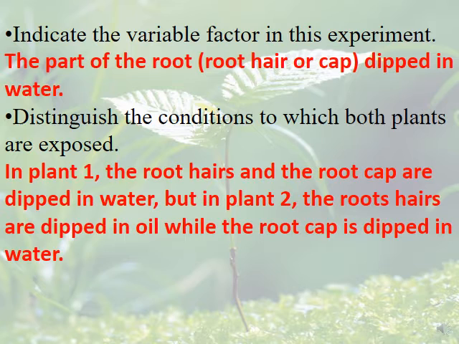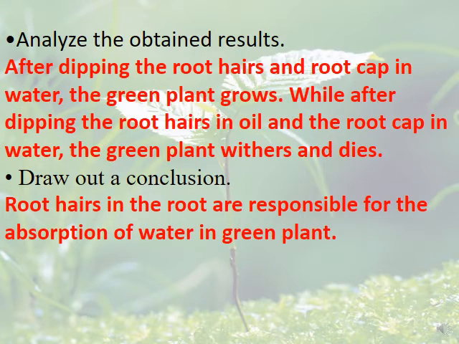So the variable factor is the part of the root, whether the root hair or the root cap, that's dipped in water. Conditions: in plant 1, the root hairs and the root cap, both of them are dipped in water, whereas in plant 2, the root hairs are in oil and the root cap in water. So analysis: after putting the root hairs and the root cap in water, the green plant grows, while after dipping the root hairs in oil and the root cap in water, it dies and withers.